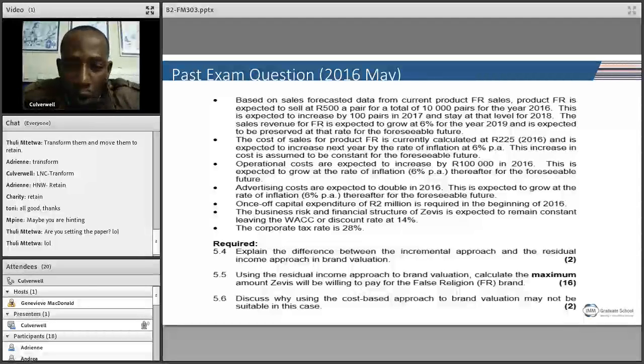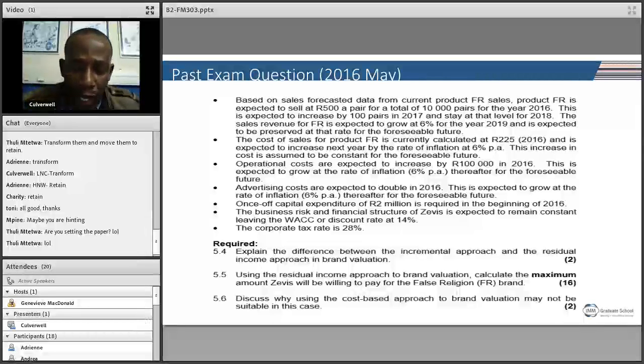This is expected to grow at the rate of inflation of 6% thereafter for the foreseeable future. When they say thereafter, it goes without saying, from year 2016 to year 2017, it is going to increase by the inflation rate, times 1,06. You also do the same from year 2017 to 18, times 1,06.